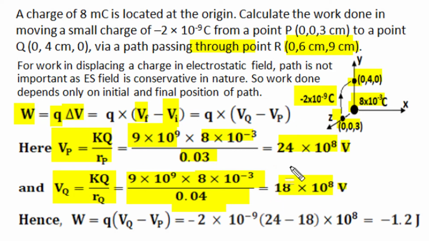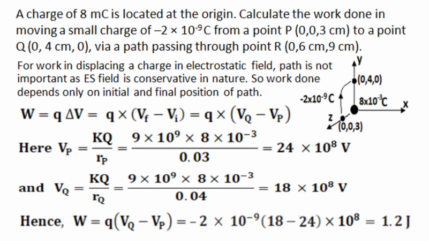The potential difference is the difference of potential of the final point and the initial point. So when the charge is shifted from position P to Q, the potential difference is minus 6 into 10 to the power 8 volt. And in this negative potential difference, when a negative test charge of minus 2 nanocoulomb is moved, the work done Q delta V is positive 1.2 joule.